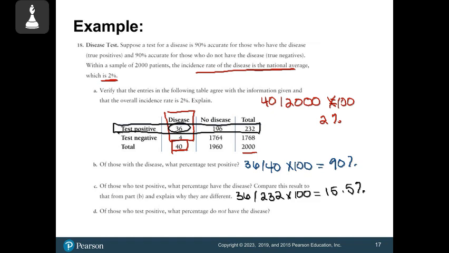Last question. Of those who test positive, what percent do not have the disease? Well, test positive is this group here. Do not have the disease, that's 196 out of 232. Times it by 100. 84.5% did not actually have the disease. So this was not the best when it tested positive here. We had a lot of false positives.